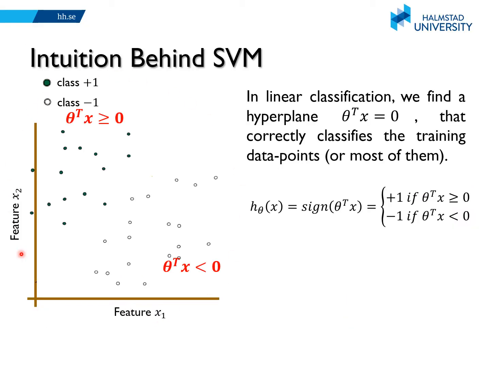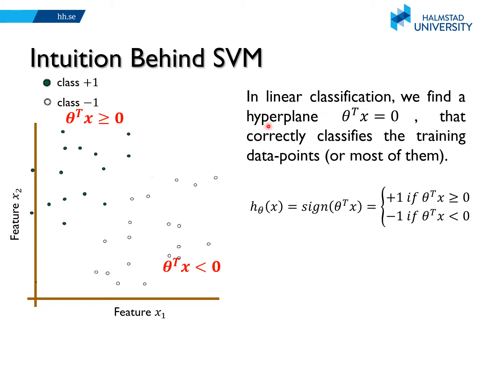Suppose that we have a training dataset with two classes, the positive class, this one, and the negative class, this one. And suppose that these two classes are linearly separable, so they can be perfectly separated with a linear model, or a line in this example, or more generally a hyperplane if we have more than two features.